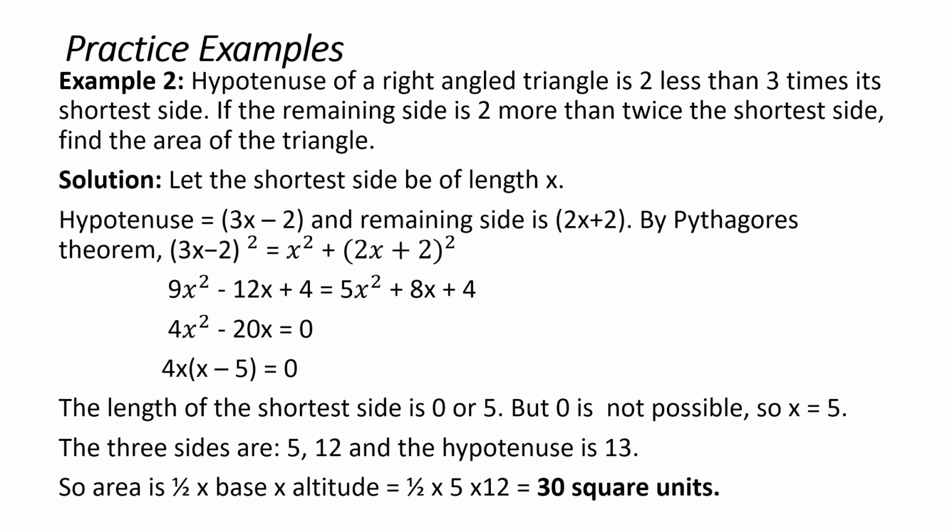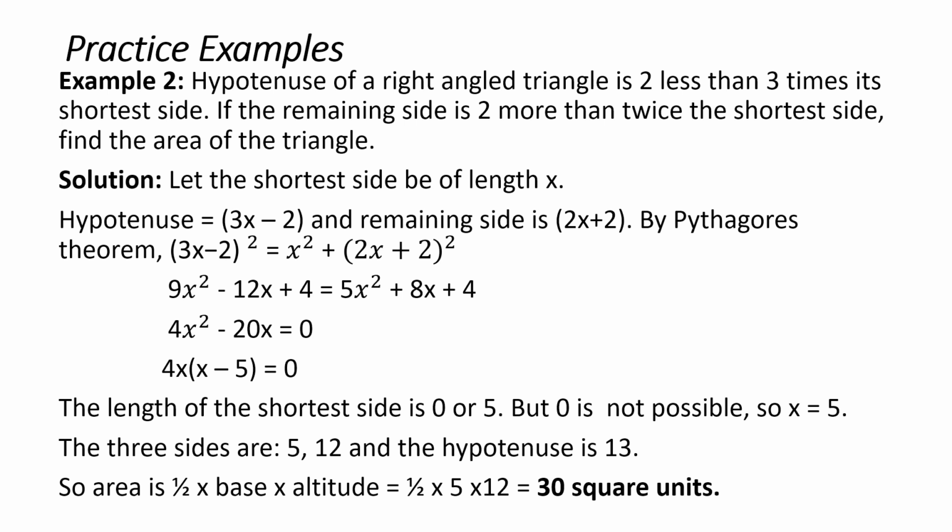Hypotenuse, it is given that it is 2 less than 3 times the shortest side. So hypotenuse is 3x minus 2. And the remaining side is 2 more than twice, so 2x plus 2. Now we know the Pythagoras theorem. The square of hypotenuse is equal to the sum of the squares of other two sides. So 3x minus 2 whole square is equal to x square plus another side 2x plus 2 whole square.